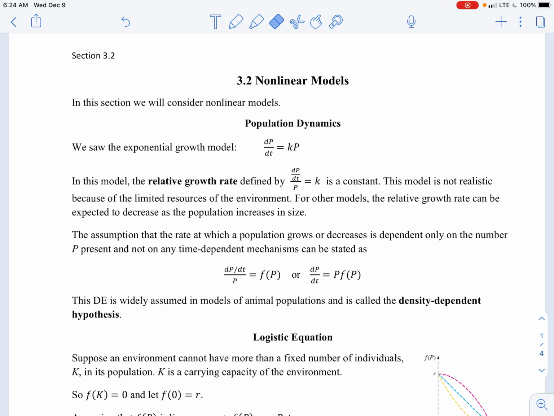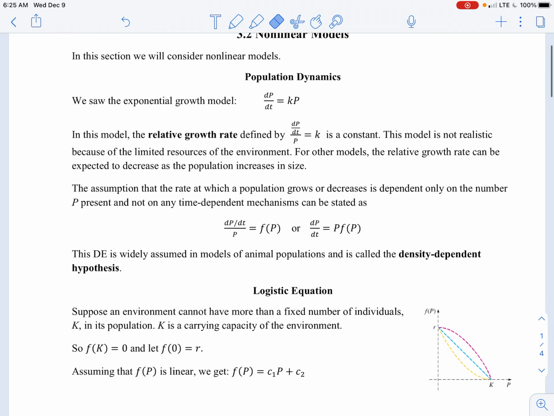And we saw that the exponential growth model, which we've dealt with in 1.3 and last section, we had dP over dt is equal to kP, when the rate of growth was proportional to the number in the population. Well, in this model, the relative growth, defined by dP over dt over P equals k, is a constant. This model is not realistic because of the limited resources of the environment.